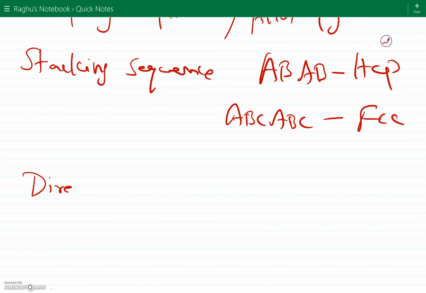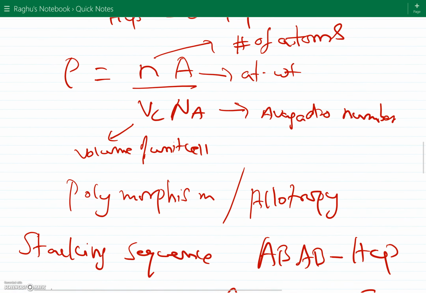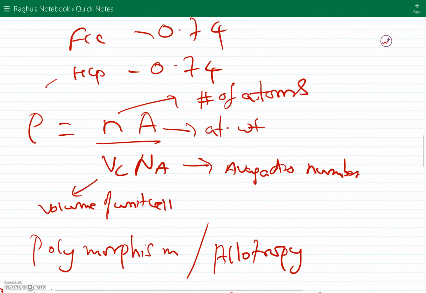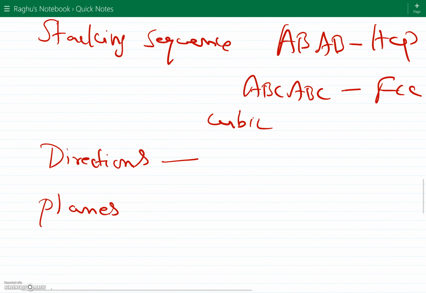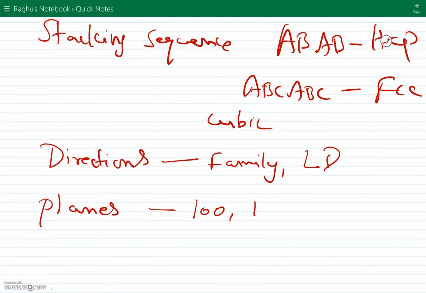Okay. So we talked about directions. Take a look at directions. There's a whole lot of ways we can do it. We did these directions and planes only for cubic structures. Now we removed HCP from directions and planes. We only did it for cubic. So you understand what a family is, how to do the directions first, how to do the family, linear density. For planes, there are basically 3 planes that are important, and also try to understand what a planar density is.